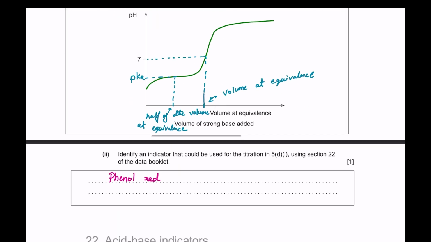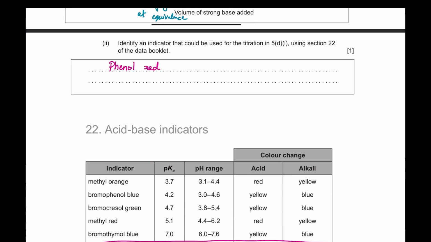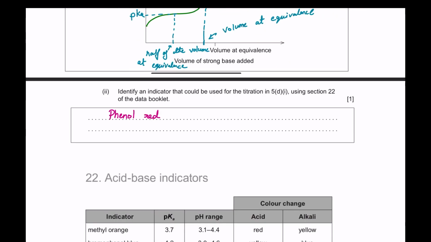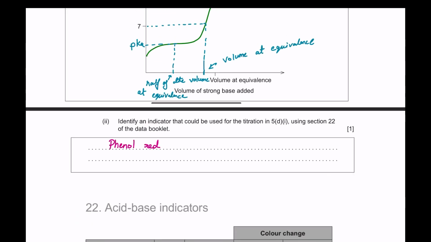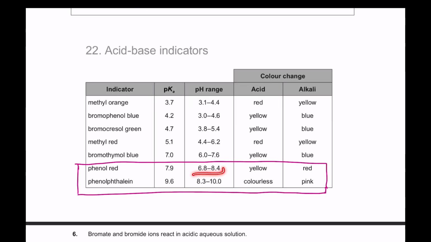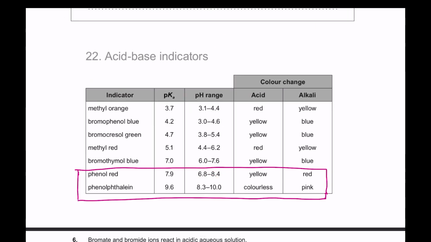Now, which indicator can be used? NaOH is a strong base, so anything that is greater than 7 can be used. Here, it should be a little greater than 7. I would suggest something greater than 8. We have two indicators here, phenol red and phenolphthalein. Any of these two will work. I have chosen phenol red because its range is 6.8 to 8.4, but even if you write phenolphthalein, that's the correct answer.